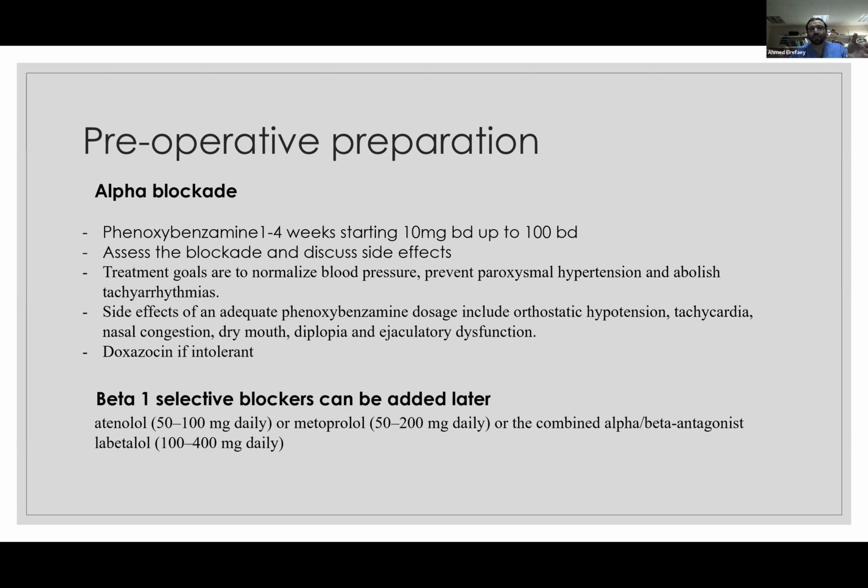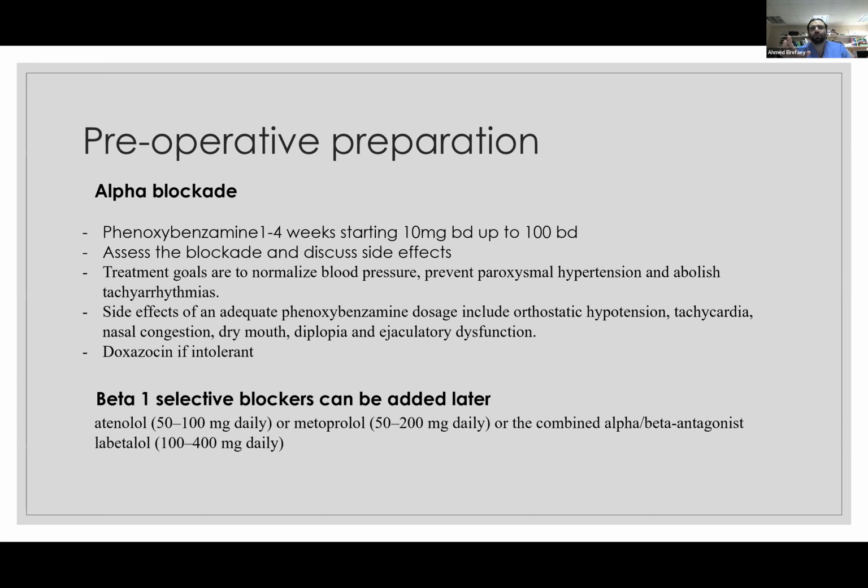And I forgot to mention that these cases are MDT, multidisciplinary team approach. It includes the anaesthetist, endocrinologist, and the endocrine surgeons. It's very important. Sometimes we involve cardiologists if we find any other problems. After starting the alpha blockade, the treatment goals are to normalize the blood pressure, prevent paroxysmal hypertension, and to abolish tachyarrhythmias.